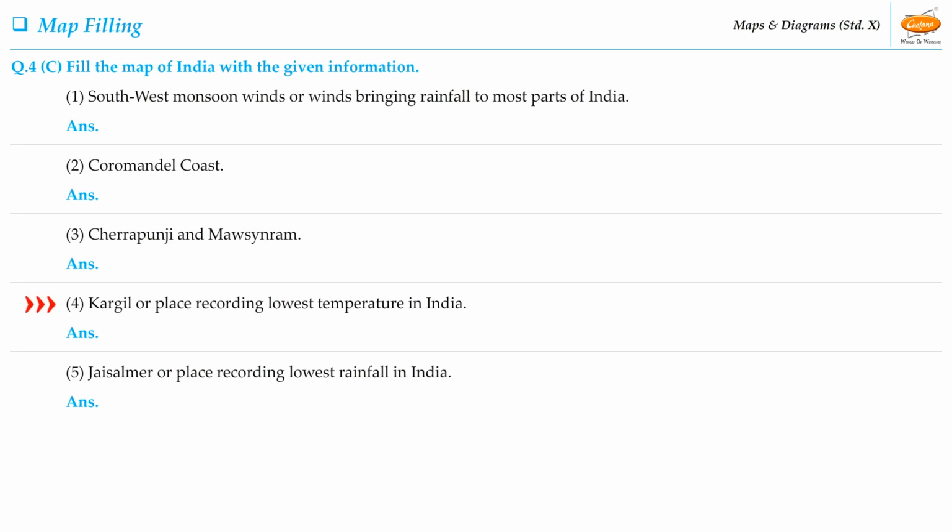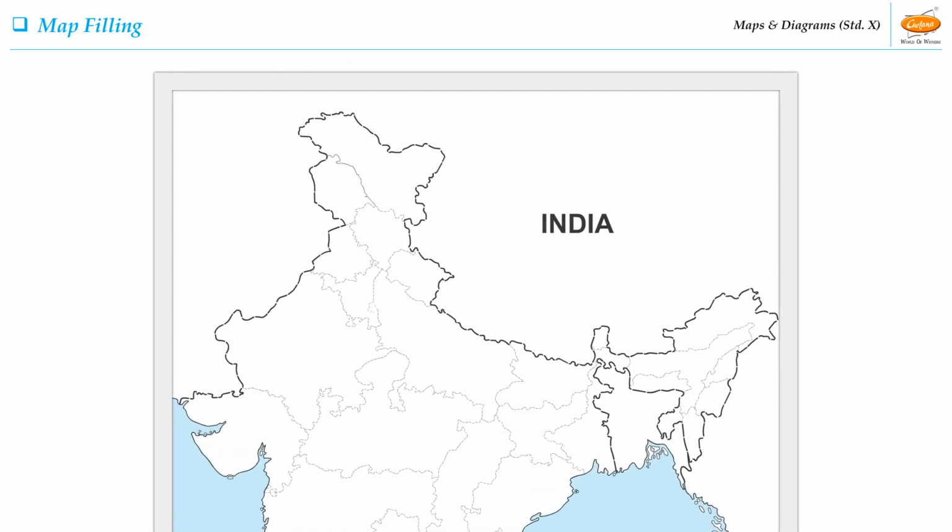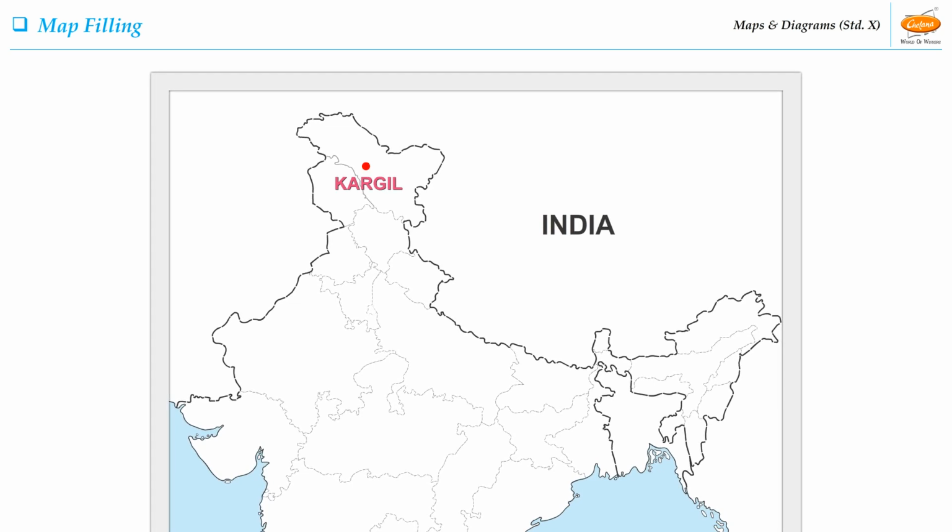Let's now study the fourth question of this activity. Mark Kargil or the place recording the lowest temperature in India. The place highlighted on the screen is Kargil, or the place recording the lowest temperature in India.